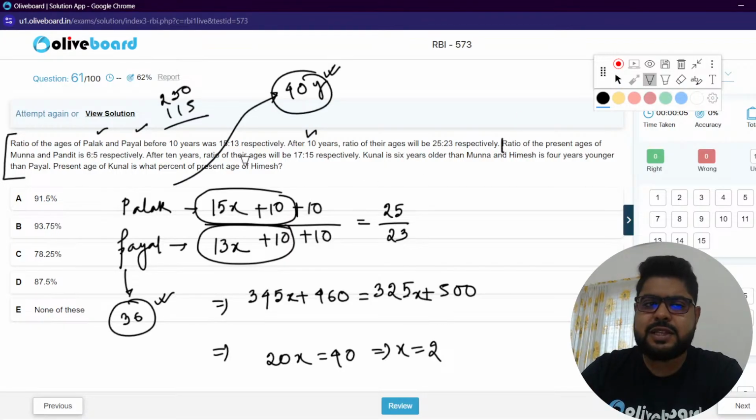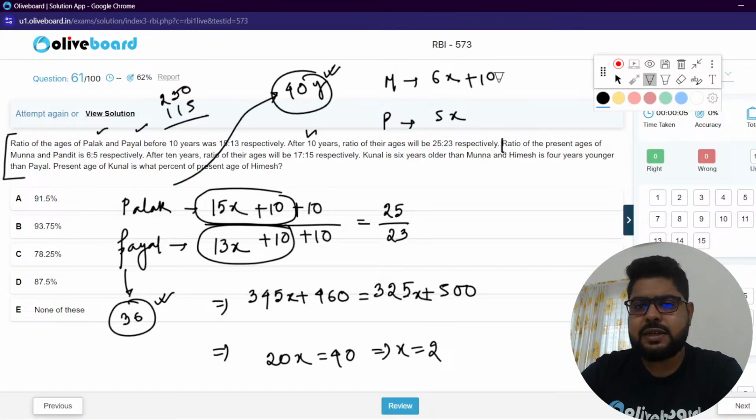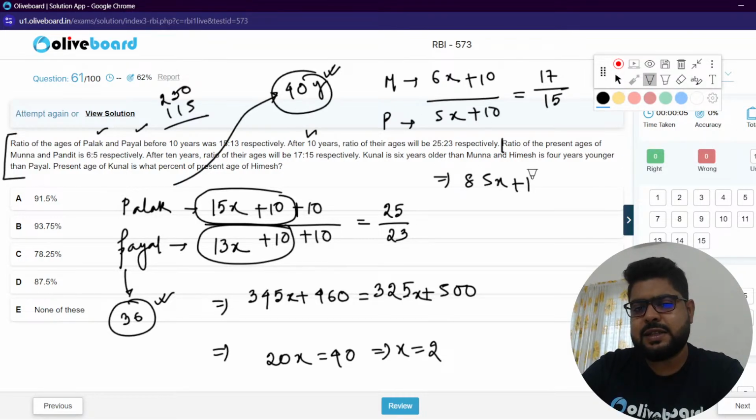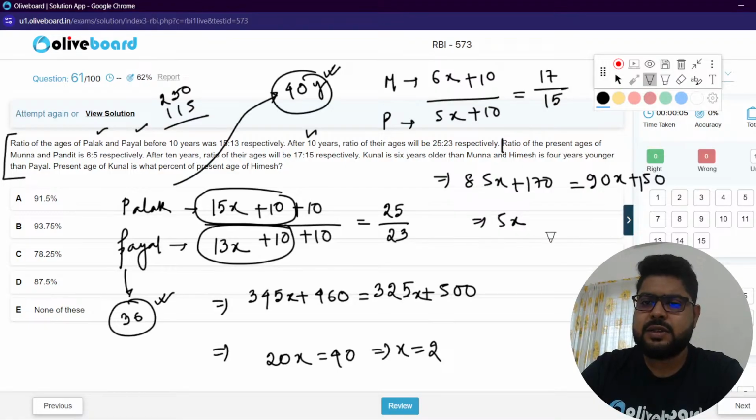Next, ratio of the percentages of Munna and Pandit. So Munna, Pandit, 6x, 5x. After 10 years, this ratio will become 17 by 15. Do the calculation, sir. 85x plus 170 is equal to 90x plus 50, sir. So 5x is equal to 20.